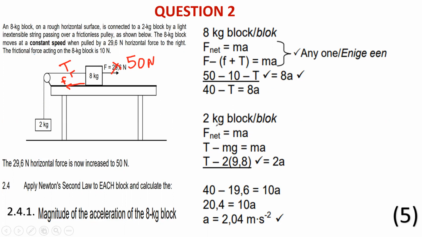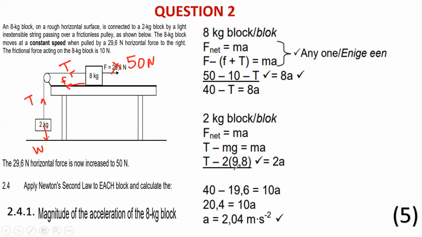Second step, for 2 kg, F net is equal to m times a. As we see, tension force is always pulling, we know that, right? And tension minus mg, mg is weight, the gravitational force. Tension minus mg is equal to m times a. So tension minus 2 times 9.8 is equal to 2A. So this is our other equation.